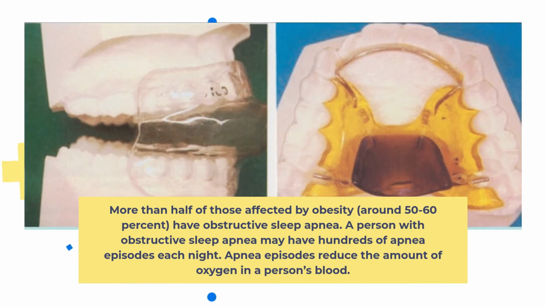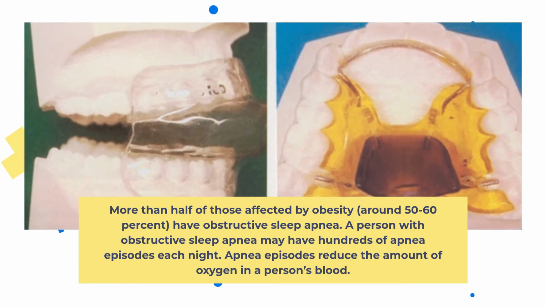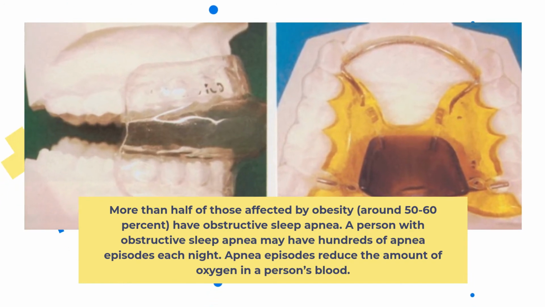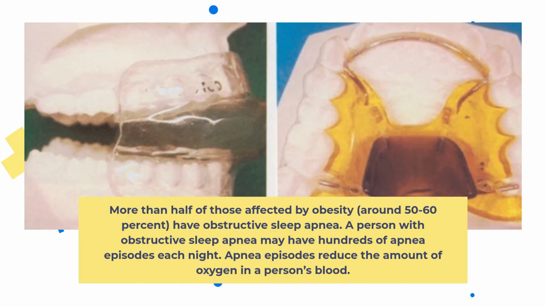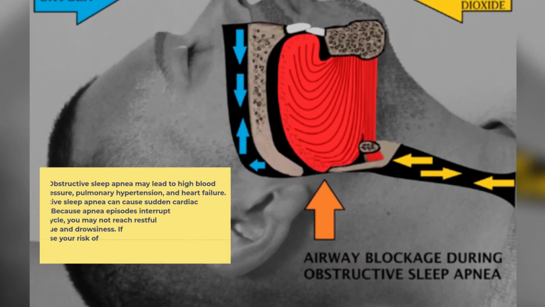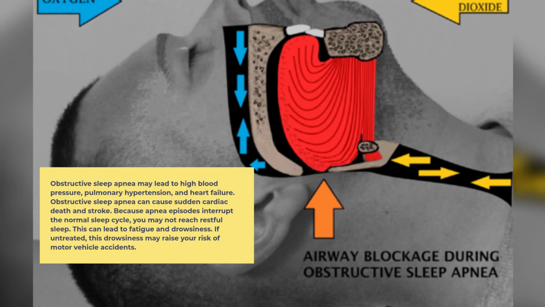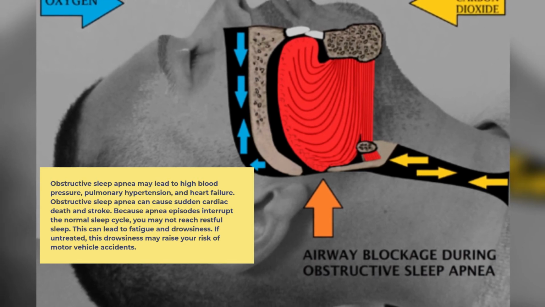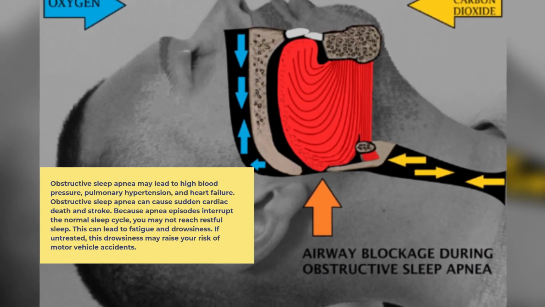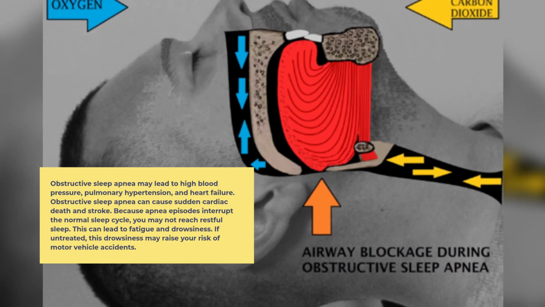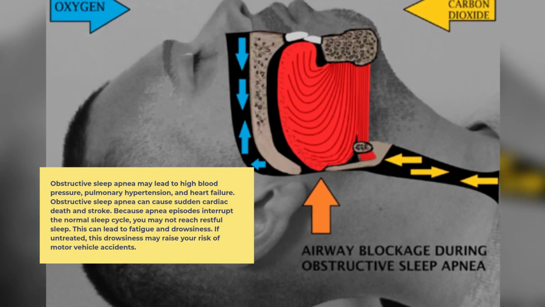A person with obstructive sleep apnea may have hundreds of apnea episodes each night. Apnea episodes reduce the amount of oxygen in a person's blood. Obstructive sleep apnea may lead to high blood pressure, pulmonary hypertension, and heart failure. Obstructive sleep apnea can cause sudden cardiac death and stroke.